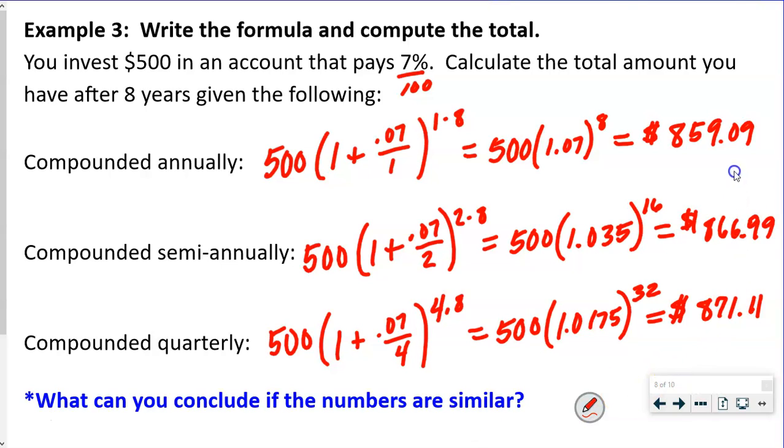Okay, so now, what do you conclude if the numbers are similar? So what can you conclude about these numbers? When you compound more frequently, the number absolutely goes up, but does it go up significantly or not? That's really the question. It does go up, but those are the things you need to consider when you go somewhere and they start talking to you about how they're going to compound your interest, okay?